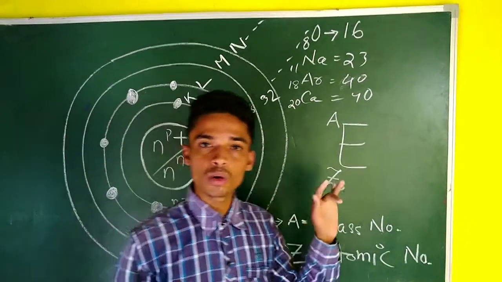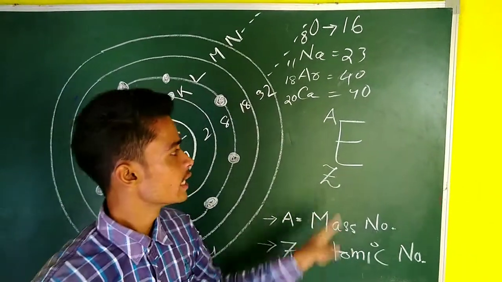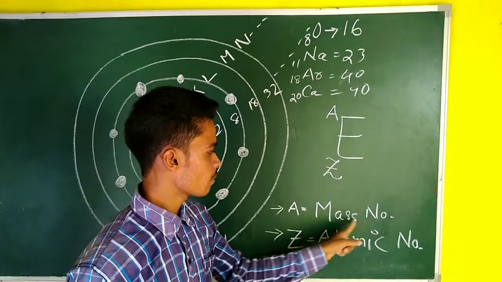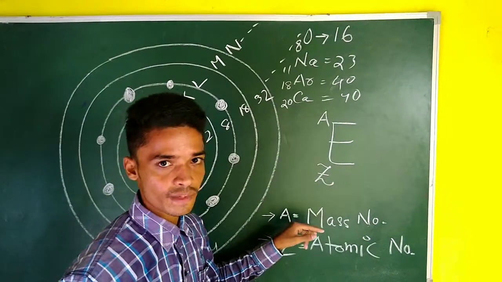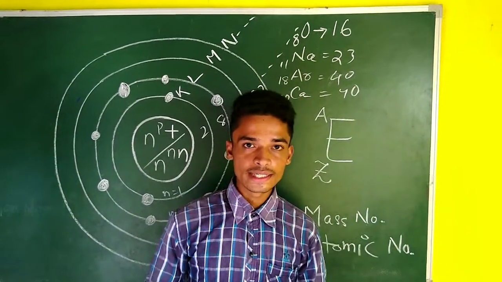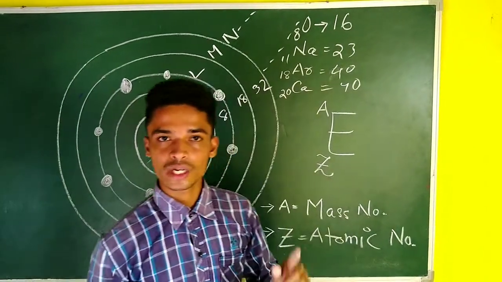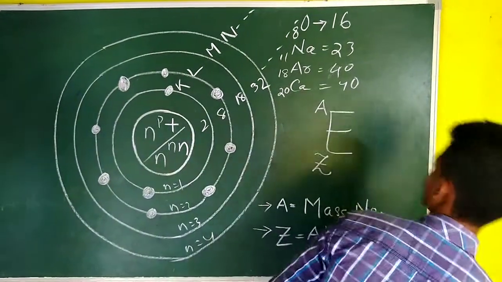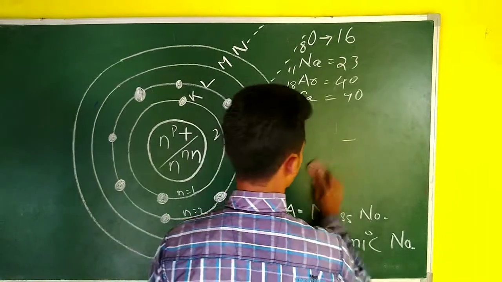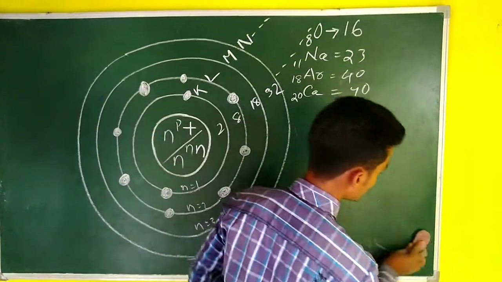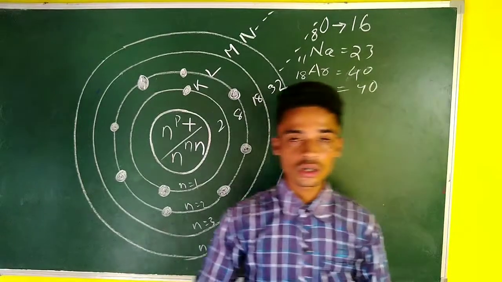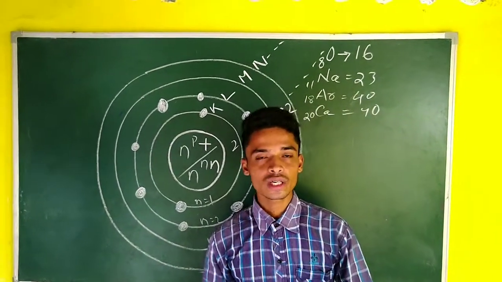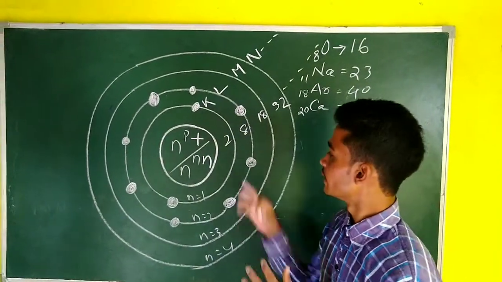Then if atomic number is given, we can calculate the mass number. Atomic mass or mass number is represented by capital A. In my previous video, we already discussed how to calculate atomic number and mass number, so you can check it. So an atom contains electron, proton and neutron. So what is the placement of electron, proton and neutron in this diagram?